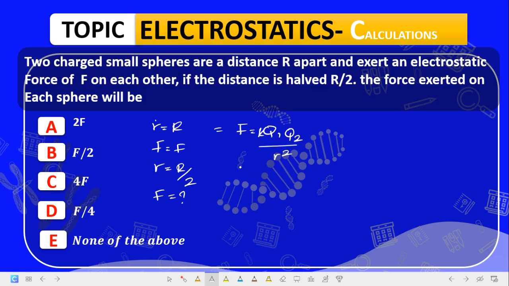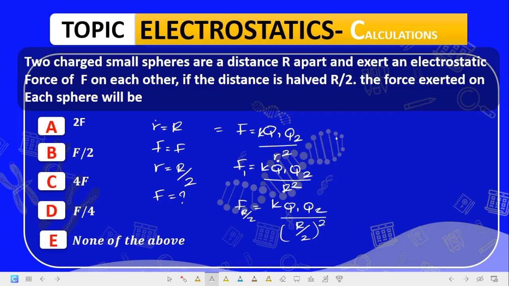Normally, are we getting it now? Your F was given to you, then you have K Q1 Q2, and your r was given as capital letter r, then we have square. Now for the second instance, you have K Q1 Q2 all over, this is for the first instance. Now for the second instance, when r is halved, it means our r here will be r over 2. So this becomes r over 2 square. That's what we substitute for r over 2 square.